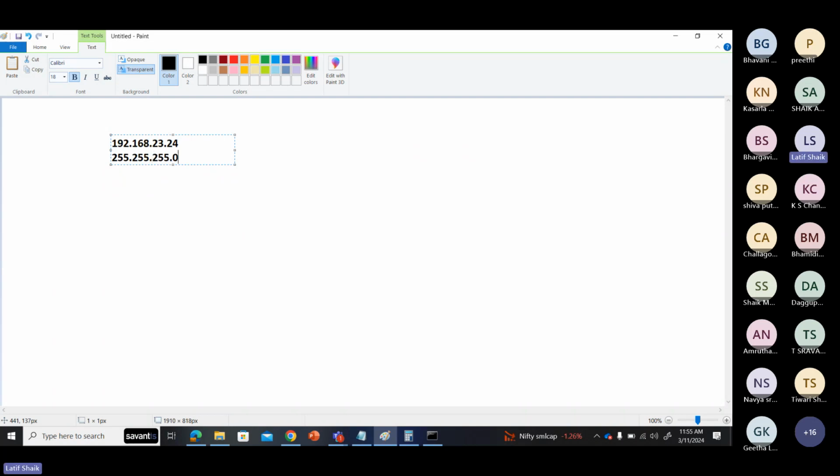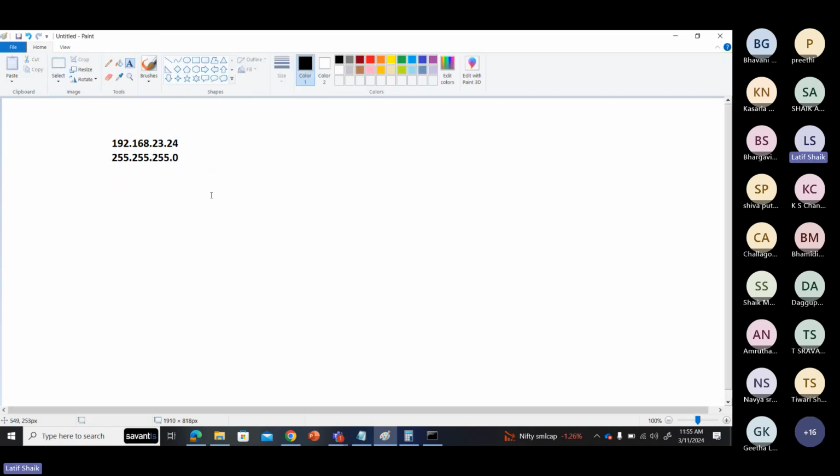It is a class C. Class C means the first three portions are the network portion, and remember the last one is the host portion. The default subnet mask I have written is 255.255.255.0.